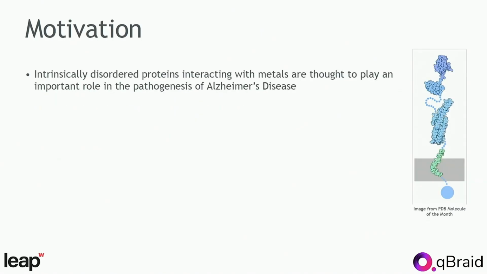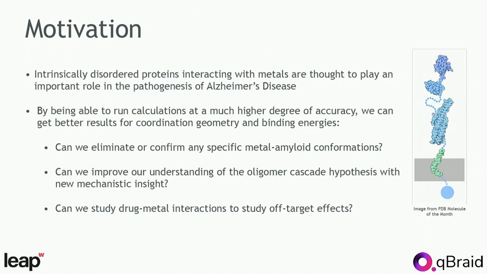So first, motivation. Intrinsically disordered proteins, so proteins that move a lot, that don't necessarily have one fixed structure, interact with metals in the human body, in the brain, in the blood-brain barrier, and they're thought to play an important role in the pathogenesis of Alzheimer's disease. So here on the right, you have amyloid beta, and this is a massive protein. Misinteractions of these proteins can lead to diseases such as Alzheimer's.